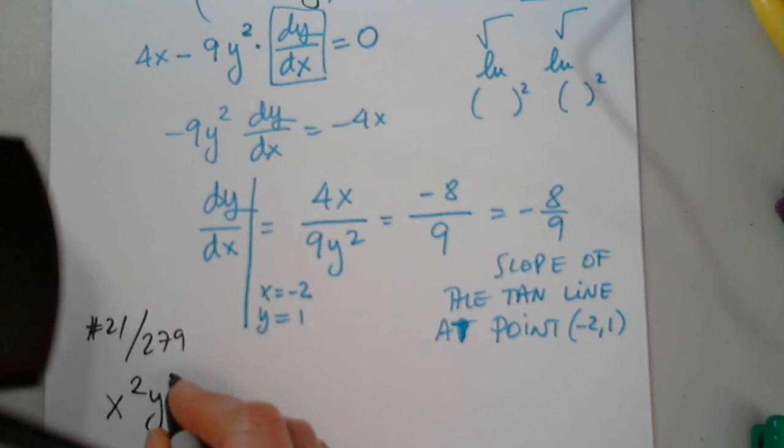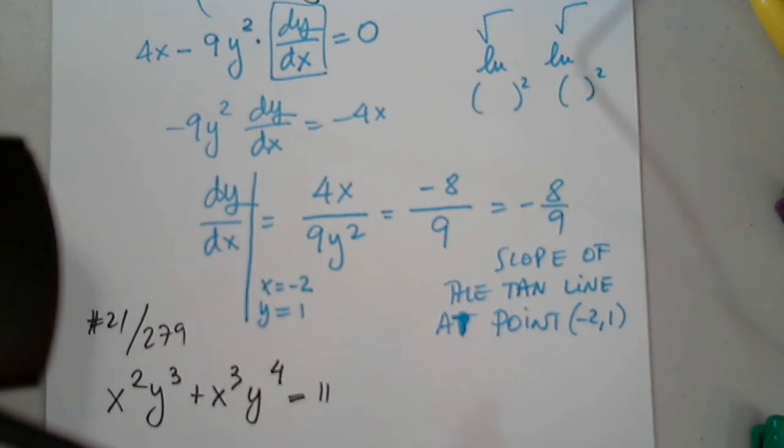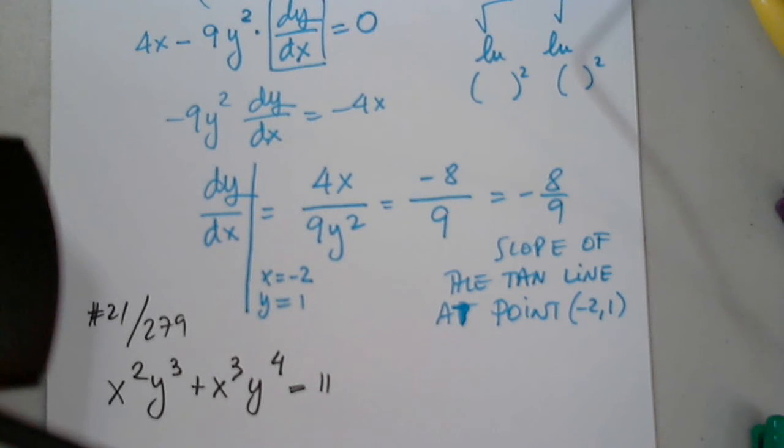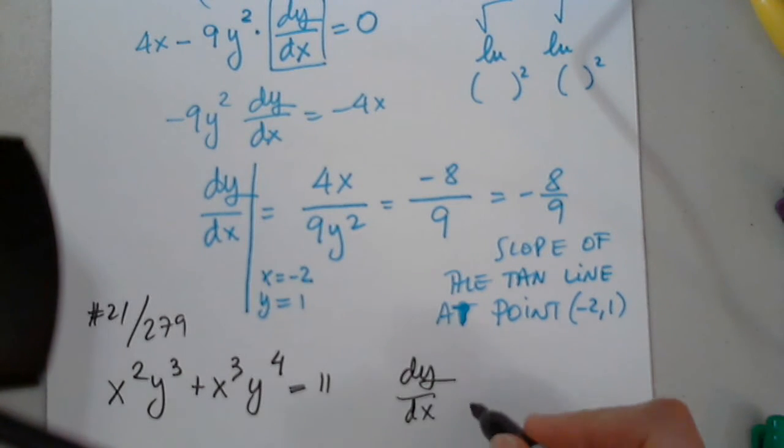X squared y cubed plus x cubed y to the fourth equals 11. I wouldn't be able to solve this equation for y even if my life depended on it. But I can still find dy over dx, an expression for dy over dx that will have y in it, but that's okay. So this was 21 and we're not given anything, just find dy over dx. So this is the question.